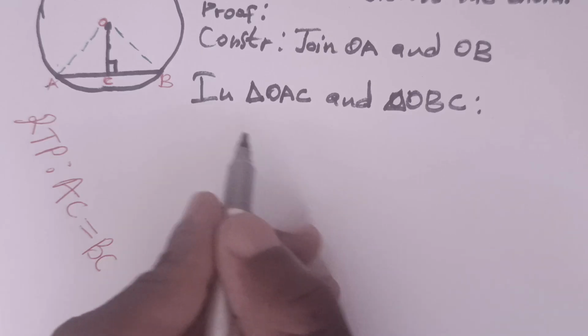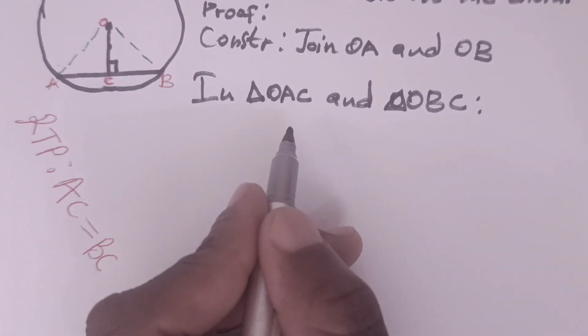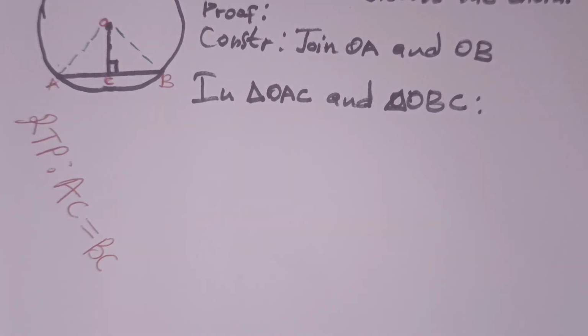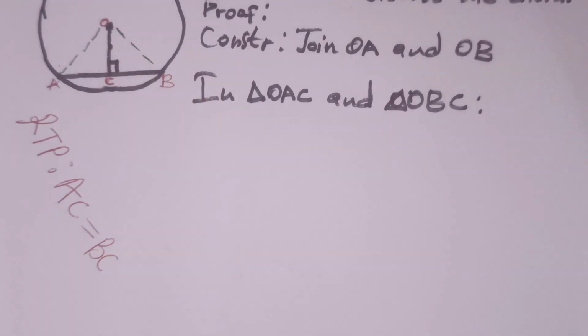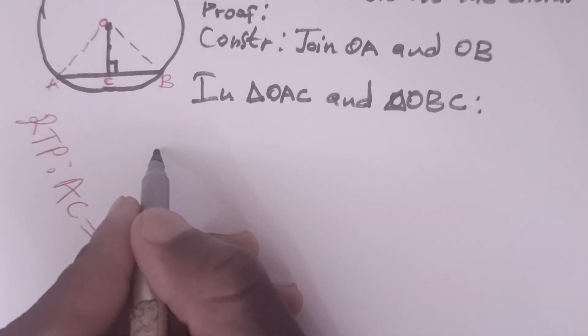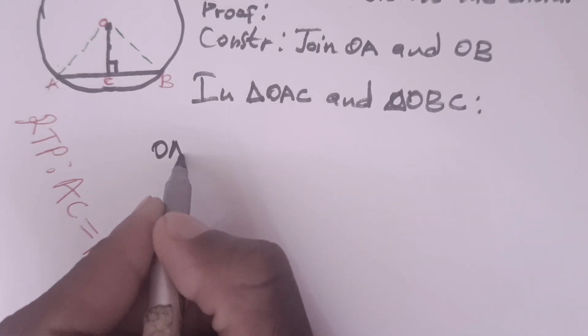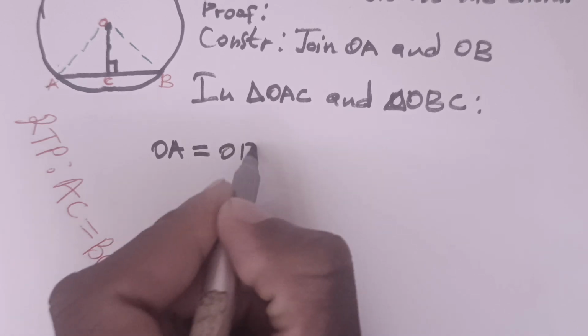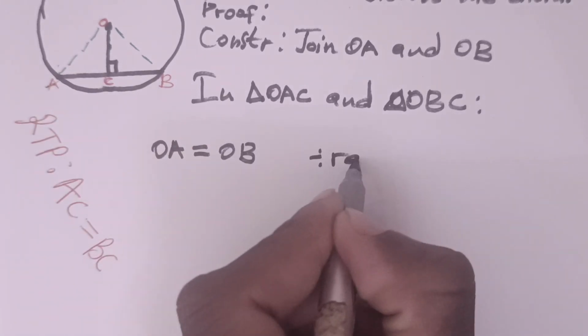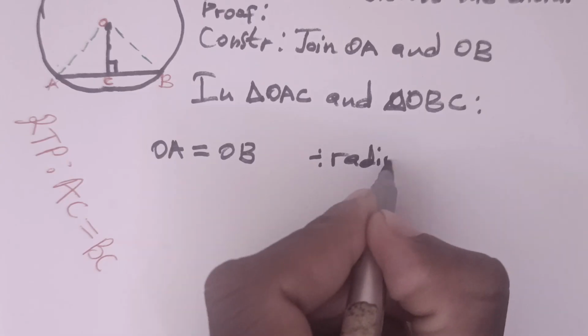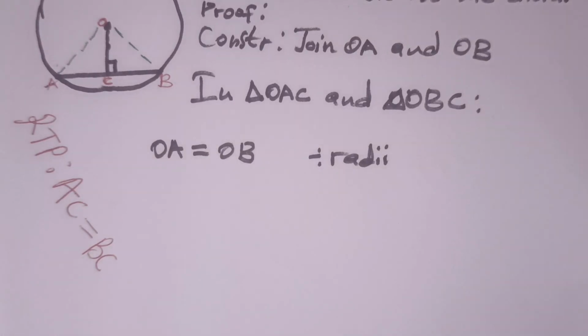Ladies and gentlemen, in those particular triangles, what is happening? In triangle OAC and triangle OBC, what is happening? That's what we are supposed to do first. It is true that OA is equal to OB, and the reason is because they are radii. It is true. Also, it is going to be true.